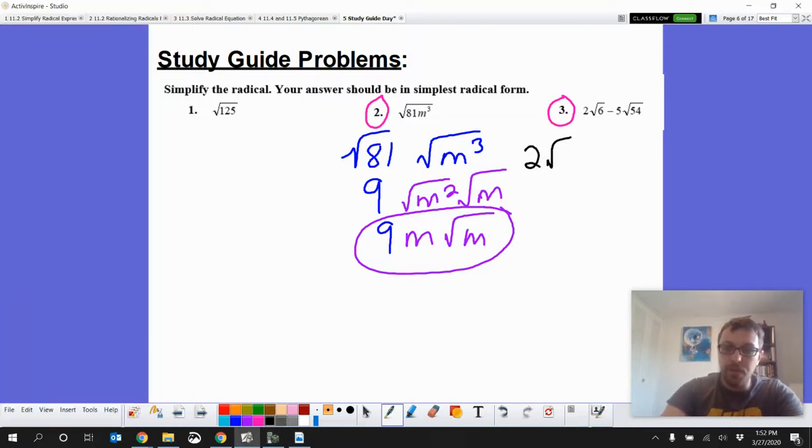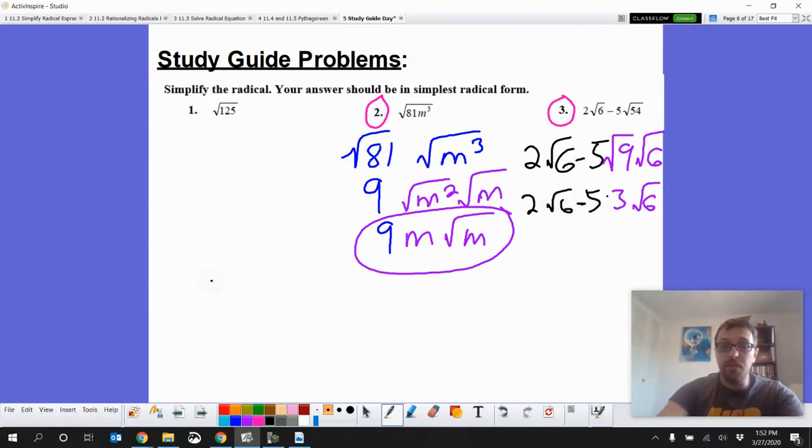So we got 2 square roots of 6 minus 5. We're going to turn that 54 into a 9 and a 6, those two separate radicals. So the 9 becomes a 3. We still got the square root of 6. And we have everything else. So 5 and then 2 square roots of 6. 5 times 3 is 15 square roots of 6. And we got 2 square roots of 6.